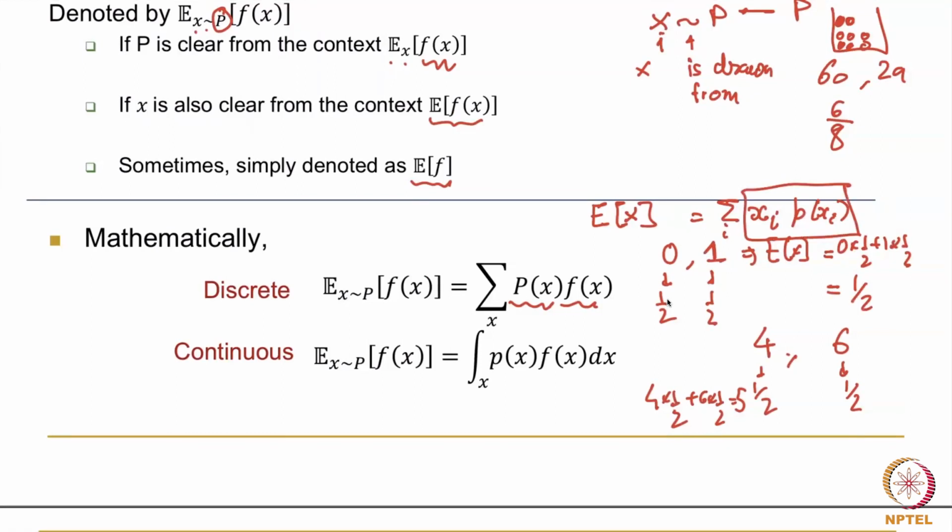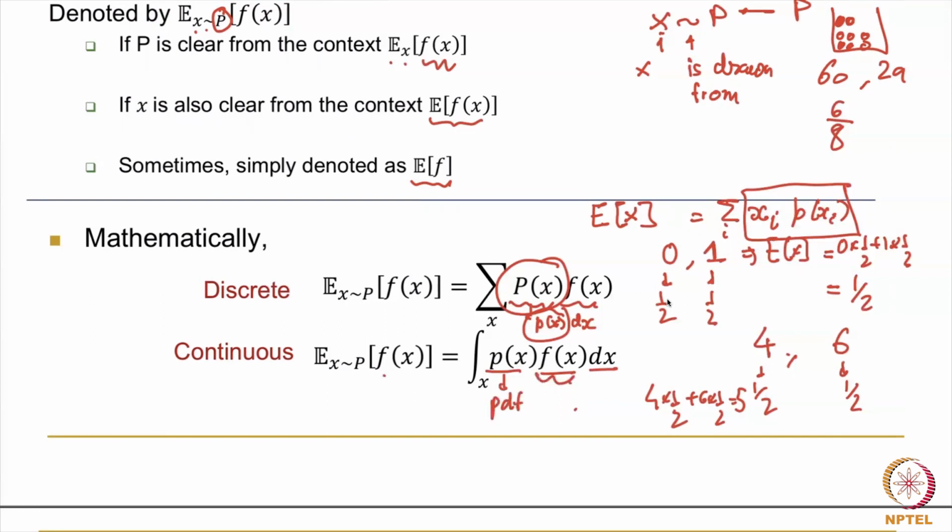In the continuous case, P of X, of course, is replaced by P of X dx. As you remember, P of X is the probability per unit length. So in the continuous case, expectation becomes the integral of P of X, f of X dx, where P of X is the probability density function.